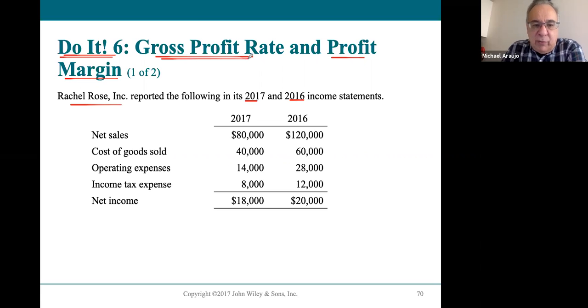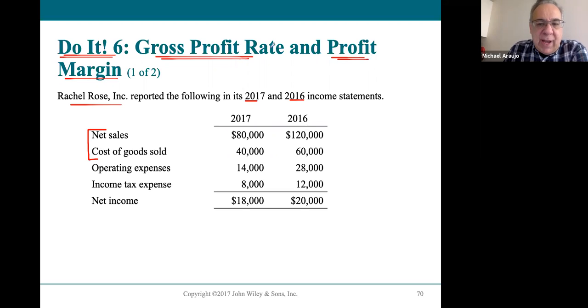The gross profit rate, right? Well, as you know, the gross profit rate is the gross profit divided by the sales. Well, they don't have the gross profit here, but you can simply calculate it because it's net sales minus cost of goods sold. That's the gross profit. Then you put that number back over net sales. So again, 80 minus 40 will give you 40. Throw that back over 80. You got 50%. They do that for 2016 as well.